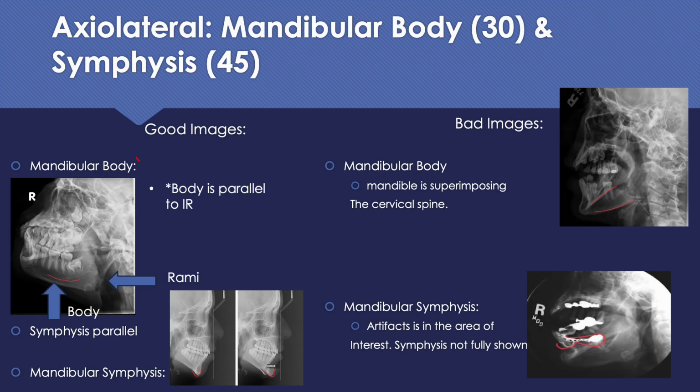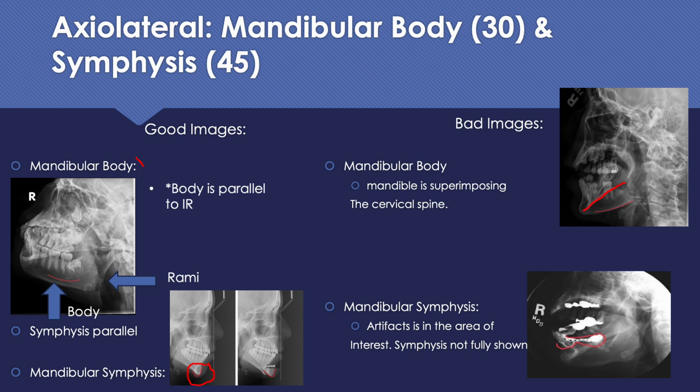We will start here with the body. As you can see, the body is demonstrated very well with no superimposition of the cervical spine anywhere or no overlap of the opposite mandible. And the body is projected to be parallel to the IR. Here we have the symphysis, which is in the very front. This will be parallel to the board with no rotation or head tilt, and there is no superimposition of anything.